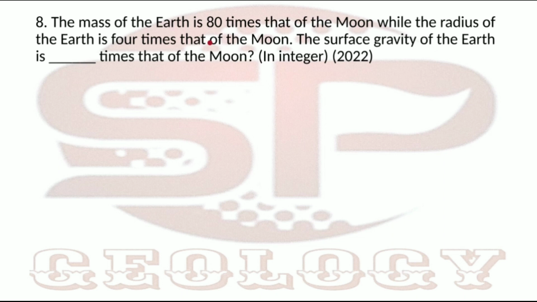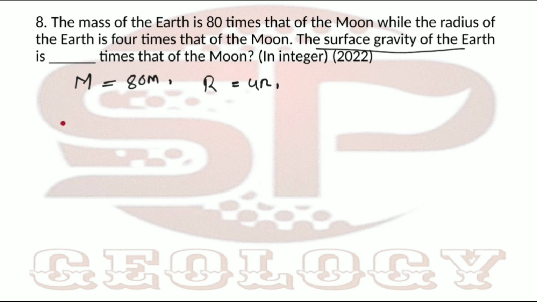The mass of the Earth is 80 times the Moon. We'll take the mass of the Earth as capital M, which is 80 times the mass of the Moon. Then the radius of the Earth is 4 times the radius of the Moon. You have to calculate the surface gravity, how many times that of the Moon.